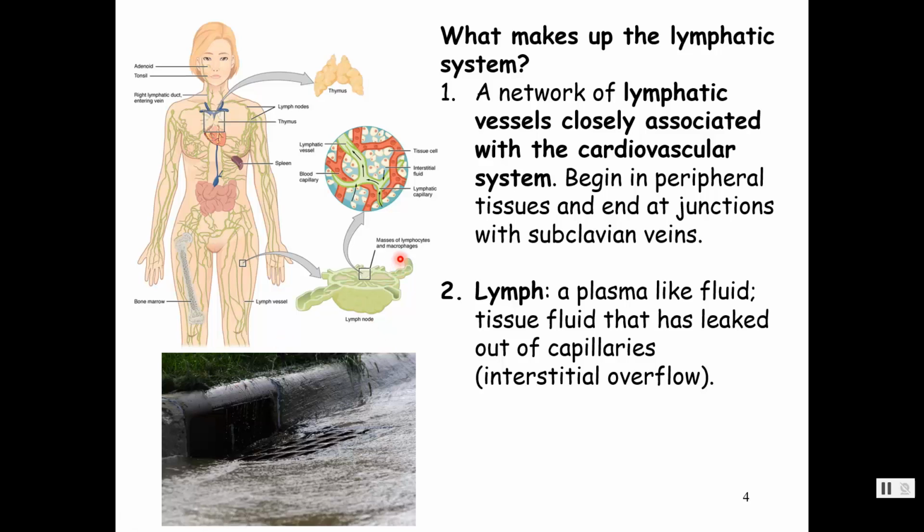So what makes up the lymphatic system? I'll tell you. It is a network of vessels that are closely associated with the cardiovascular system. Difference is this is a one-way system and there is no pump to it, but it's going to begin in the peripheral tissues and end at the junctions with the subclavian veins. The fluid inside of those vessels is called lymph. It's very similar to plasma. And once again, that's that excess tissue fluid that leaked out of the capillaries and wasn't returned on the venular side, so that interstitial overflow.